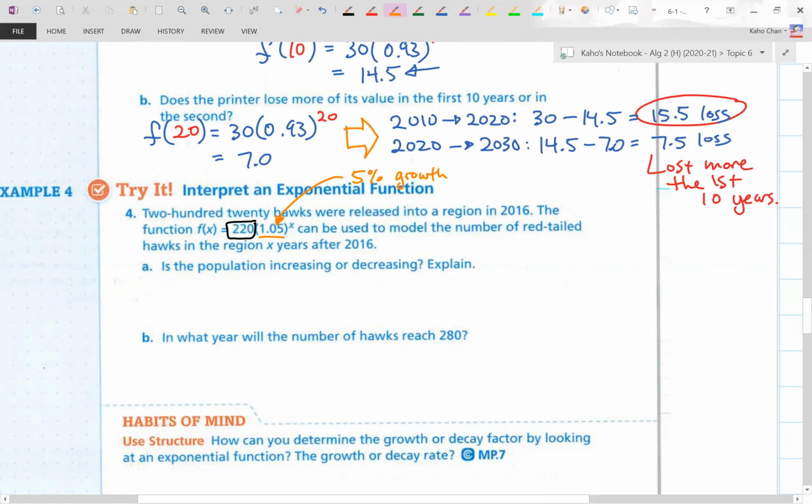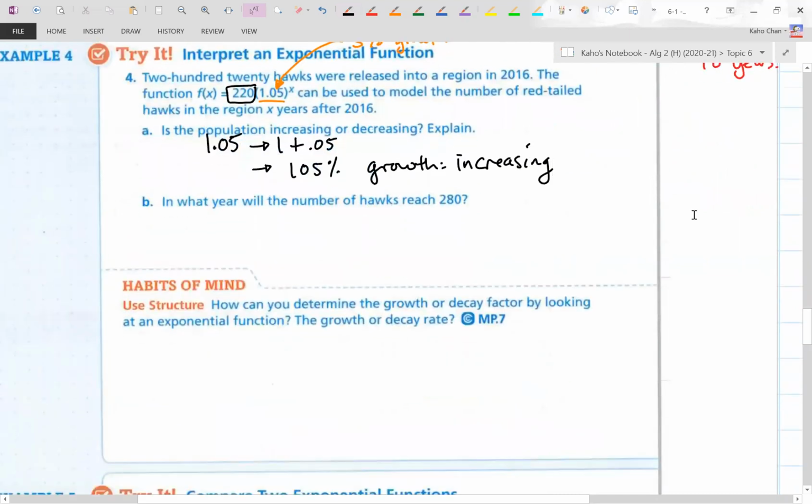Well, obviously 1.05, the base, when you convert it into a decimal, this means it's 105%. So this is definitely growth, which means it's increasing. No mystery there. There really is not a lot of mystery in math. The formulas look a little scary, but you just have to break it down.